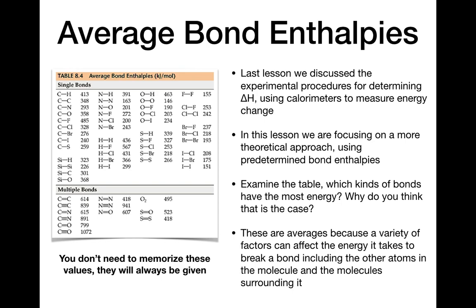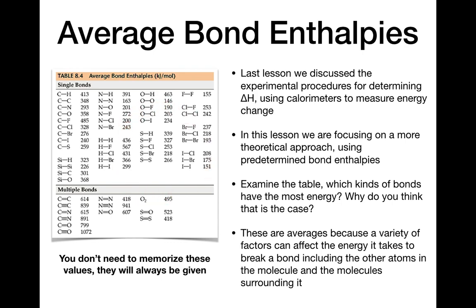Other things affect this as well. For example, there are other molecules surrounding a compound that can help reinforce those attractions or polarity, which can also cause it to take more energy to break that bond than before. So that's why these are an average.